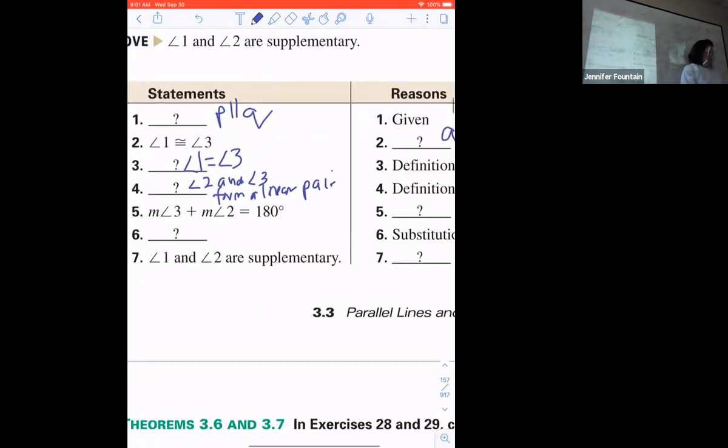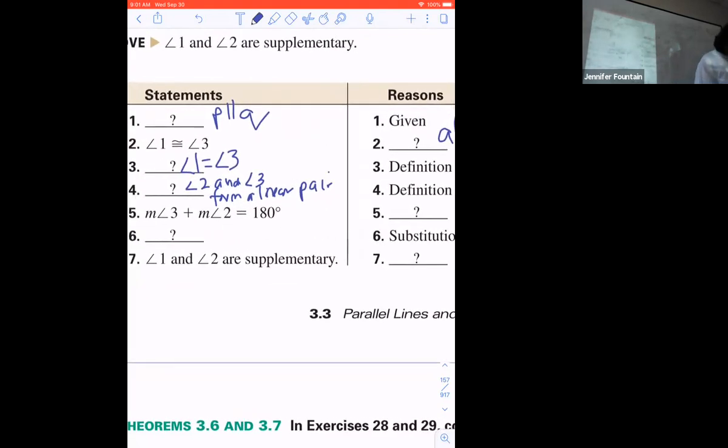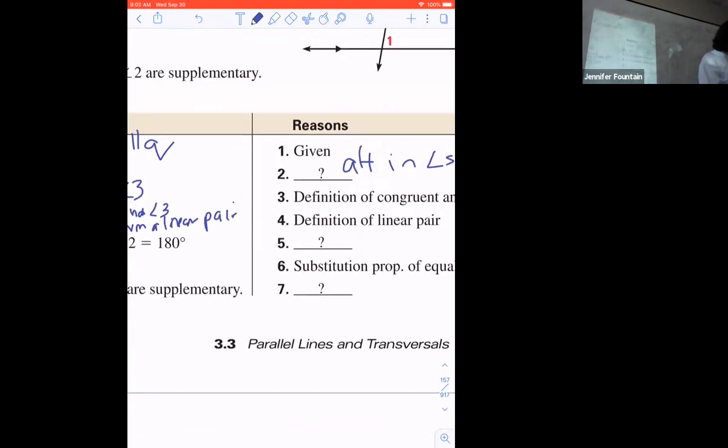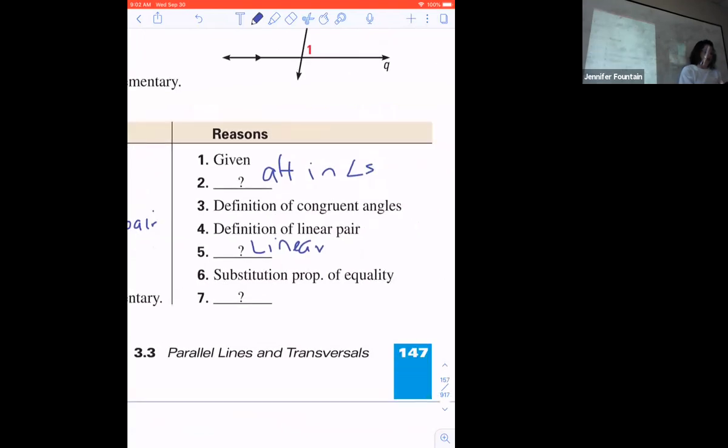So this is going to be substitution. Is this number 5? I'm sorry, I jumped over. I'm jumping to 6. No, number 5 is the linear pair postulate. Sorry, I jumped over that. Linear pair postulate.